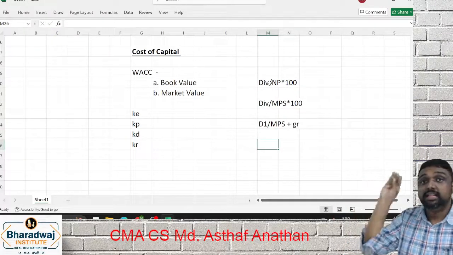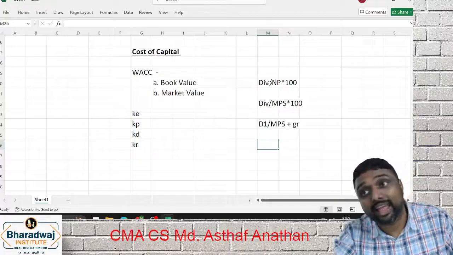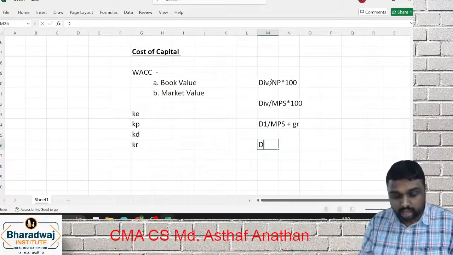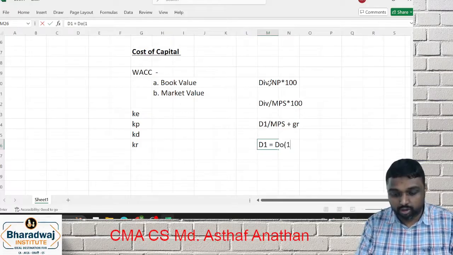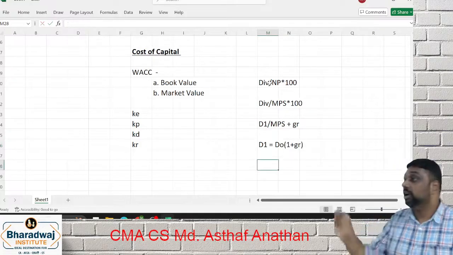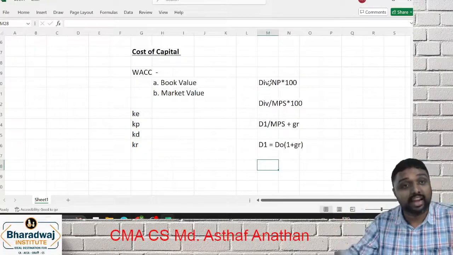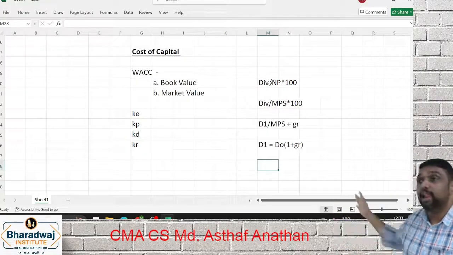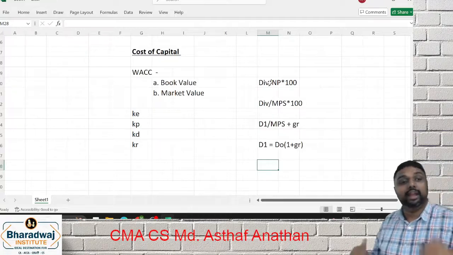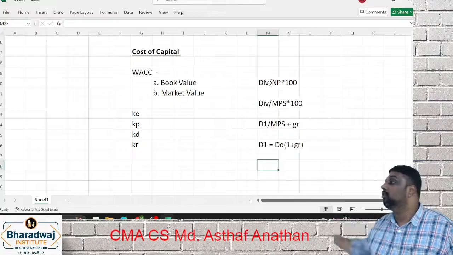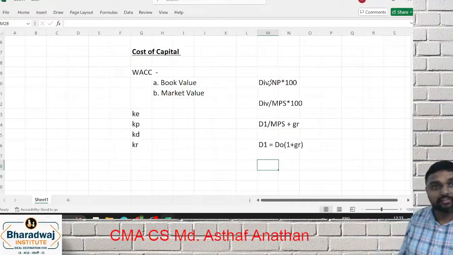D1 means the dividend expected. In some questions they directly tell the expected dividend, so we have to take it directly. Otherwise, D1 will be D0 into 1 plus g. This is very important. If the question already gives the expected or next year dividend, that is D1, and you don't have to apply the growth rate again. You can take it directly. Otherwise, if it is past dividend, last year dividend, then only you go for growth. Are you clear, friends?